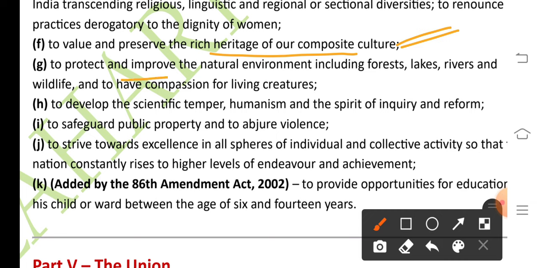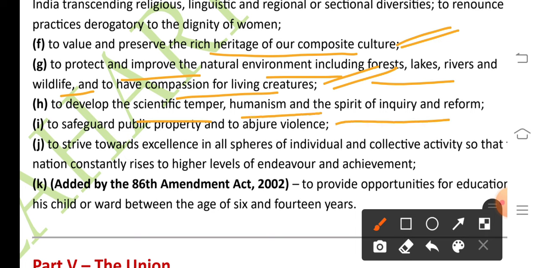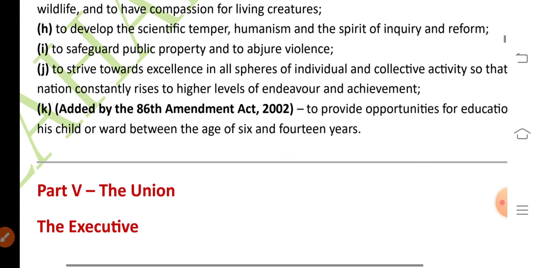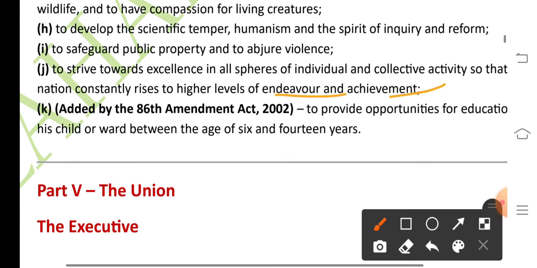G, to protect and improve the natural environment, including forests, lakes, rivers and wildlife, and to have compassion for living creatures. H, to develop the scientific temper, humanism and the spirit of inquiry and reform. I, to safeguard public property and to abjure violence. J, to strive towards excellence in all spheres of individual and collective activity so that the nation constantly rises to higher levels of endeavor and achievement.